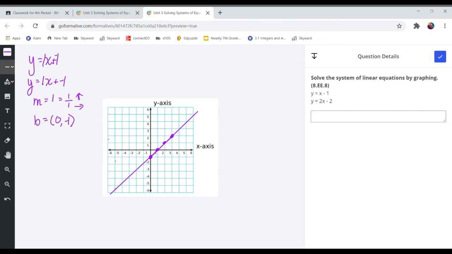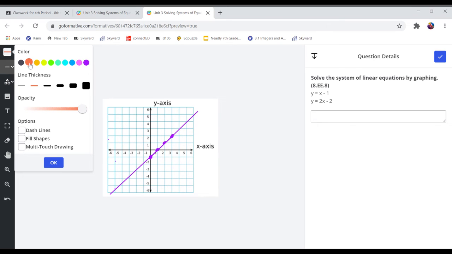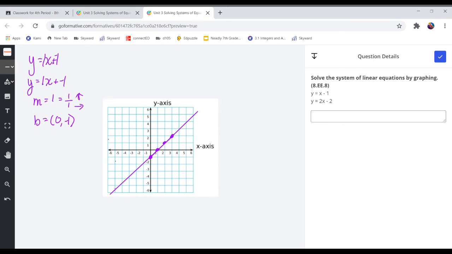All right. Then for my next equation, I have y equals 2x minus 2. So I'm going to add and make that into a -2. If you want, you can rewrite it: y equals 2x plus -2. So my slope equals 2. My y-intercept, which is my b, equals 0, -2. So I'm going to plot 0, -2.